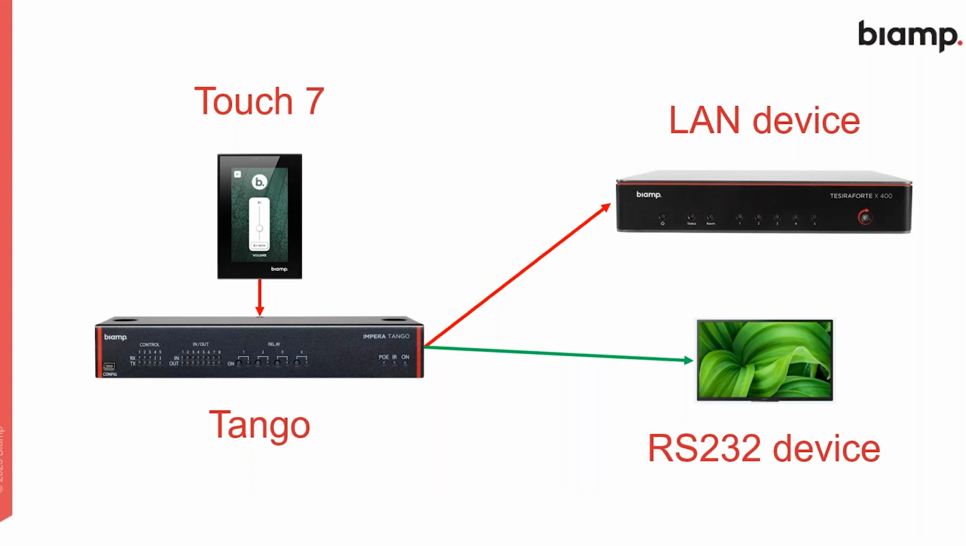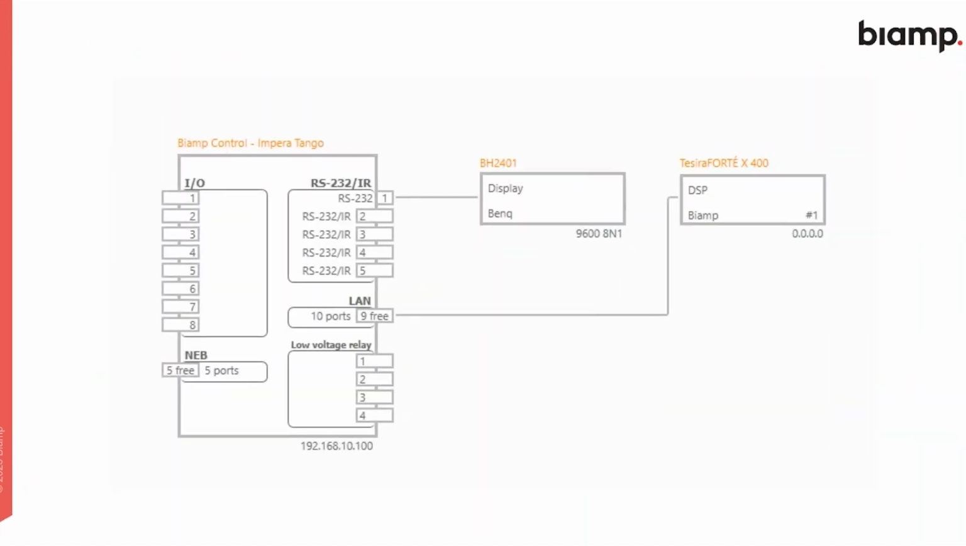Now, more like the project that we just worked on in the previous slides, we've got a Tango here, which is controlling a LAN device and controlling an RS-232 device. And this is serving a web page up to a Touch 7. So the Touch 7 is being given this user interface from the Tango. When you use the Touch 7, it initiates commands, for example, to recall presets in the Tessera or to send commands to the display to turn on and off or change source. So next step up in complexity, but just still a simple touch panel controlling the Tango.